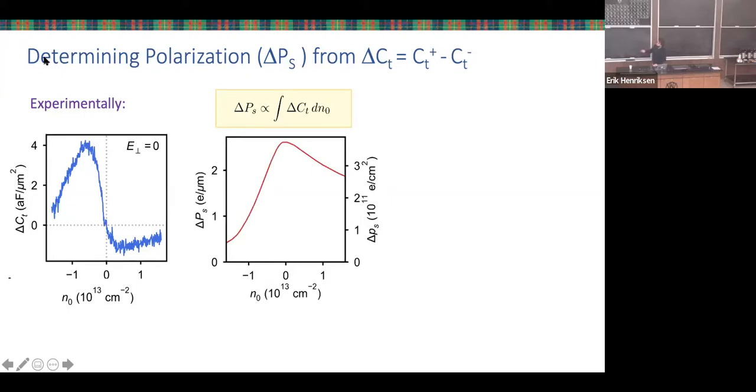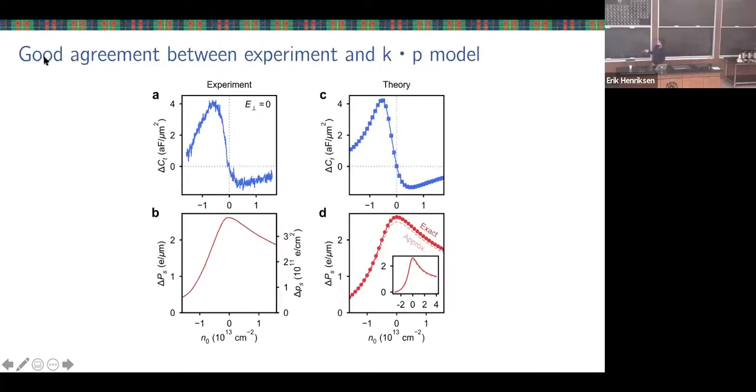Okay, so integrating this curve indeed gives us something that's proportional to the integral of delta C, and the numerical factor out in front is the details that I'm not going to share with you. But just remember that this is what the polarization versus density looks like. Okay, and what you can see is something quite striking, which is that there's a large electron hole asymmetry in the polarization.